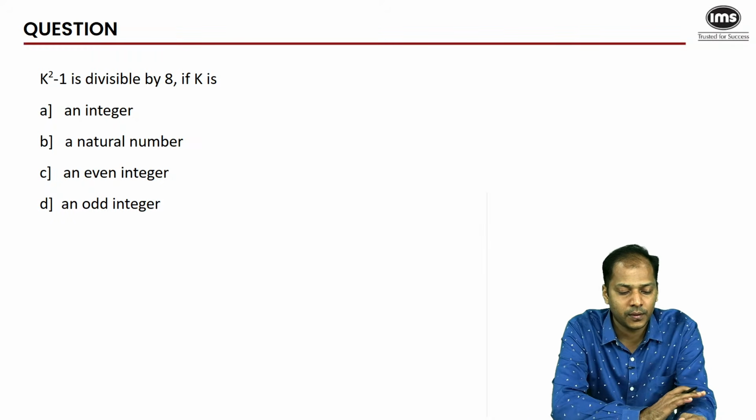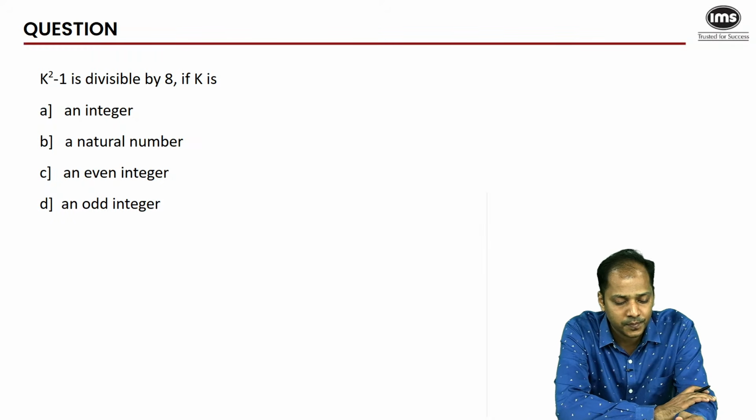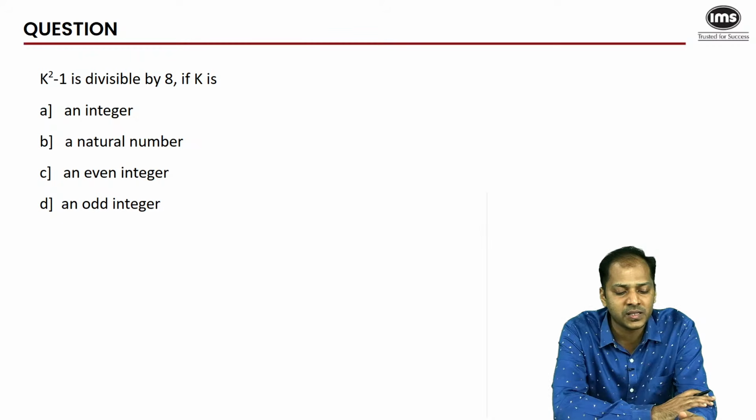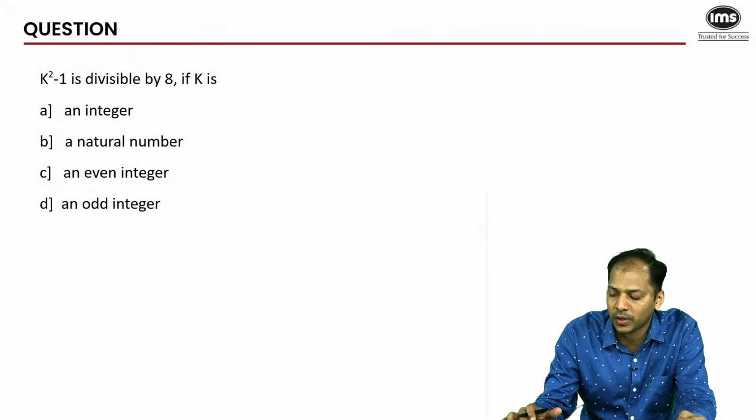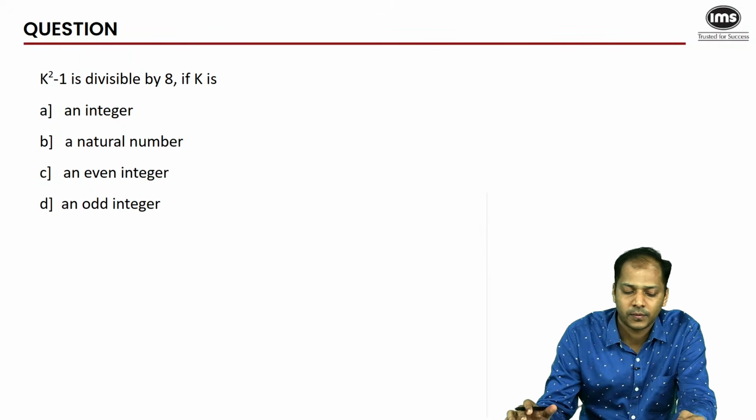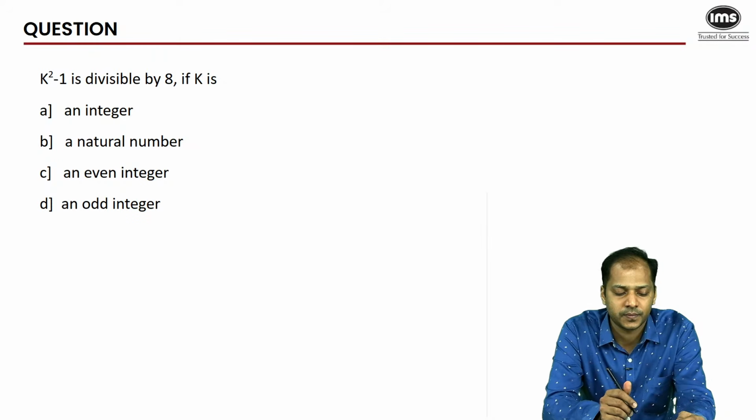All right, you all can try this one. K square minus 1 is divisible by 8 if k is what? I think you can take some numbers, maybe check. You should be able to get to the answer from the 4 options.